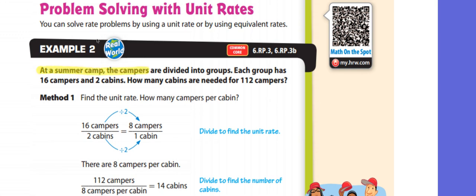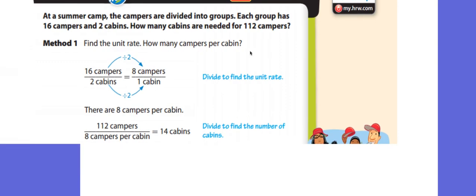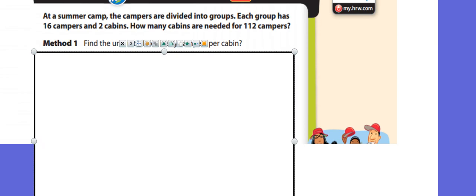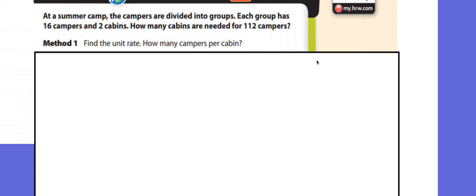At a summer camp, the campers are divided into groups. Each group has 16 campers and 2 cabins. How many cabins are needed for 112 campers? So that's the question, and we'll probably refer back to it. And then all of this text here shows 2 different methods. But what I'd like to do sometimes is I kind of pretend that we don't have this information, and I want to show you the way that I would solve this. So I'm going to go ahead, I'll leave that method 1 right there, and this first method we're going to define as using the unit rate. So method 1, I'm going to call unit rate, and I'll show you what I would do on this problem.